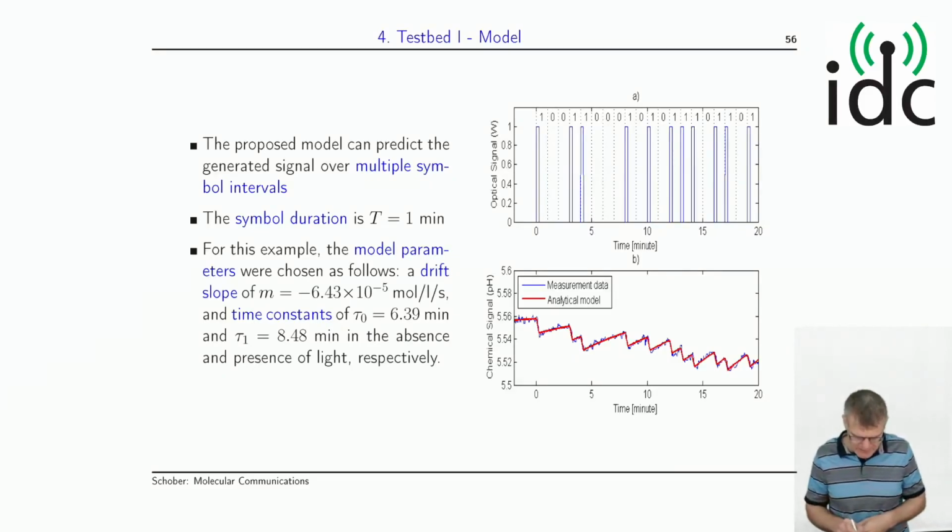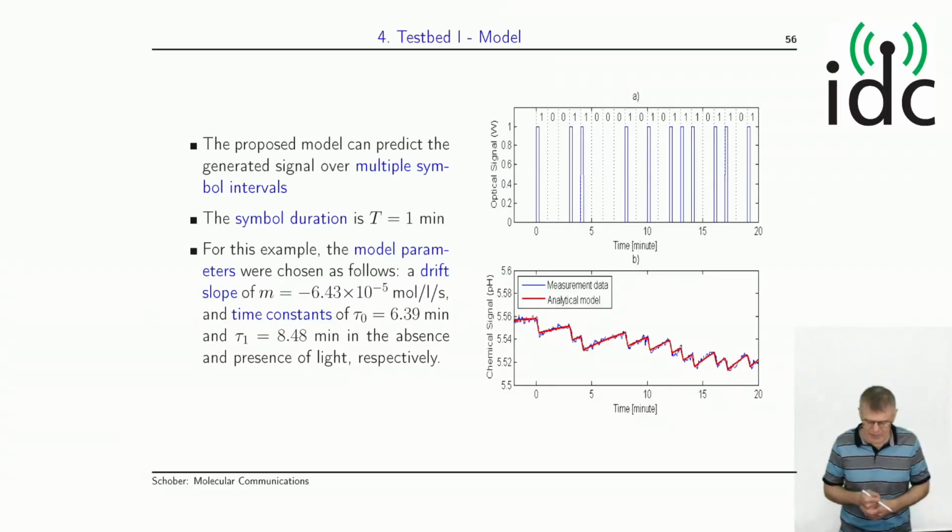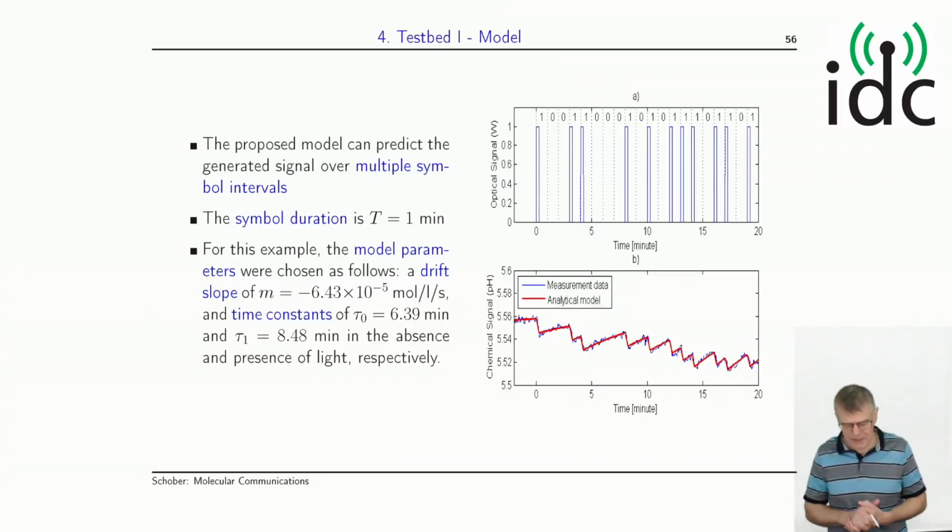And clearly you can see that on the one hand, well, there's a drift, right? On the other hand, you can also see that whenever we send a 1, clearly the pH decreases. Then when there's a 0, it increases, then it decreases, and so on. So this seems to be really effective, right? So the information that we have embedded in the optical signal seems to be reflected also in the chemical signal. And you see there's a good fit between the theoretical model, which is the red curve, and the analytical result, right? So it's a very good agreement.